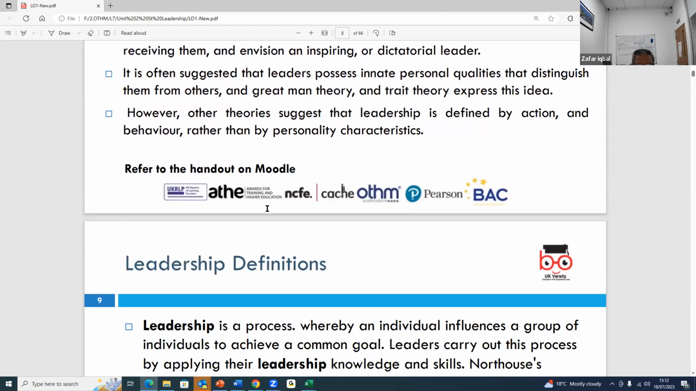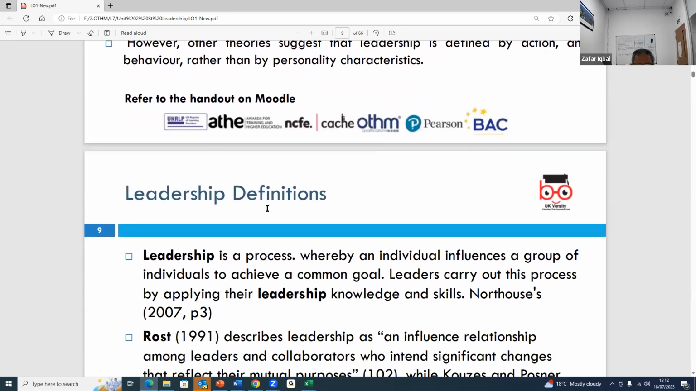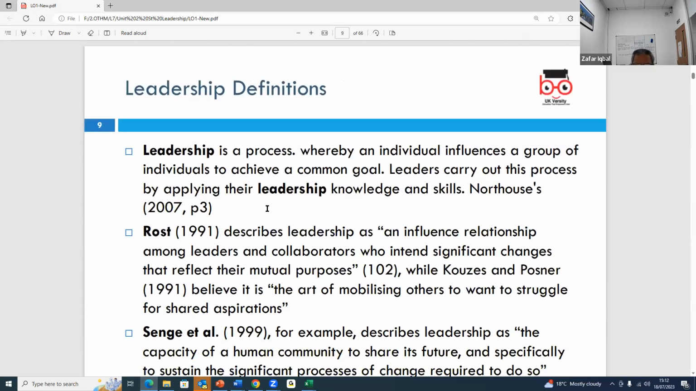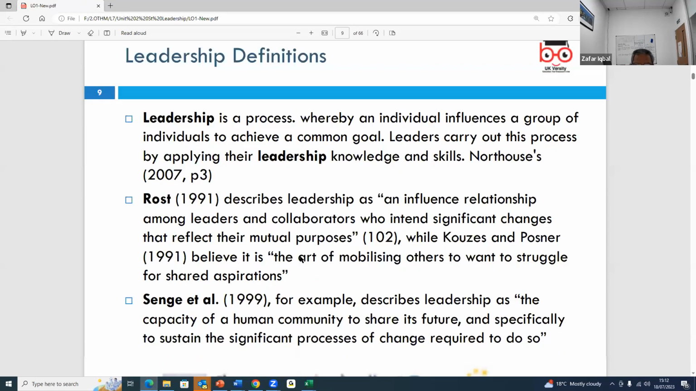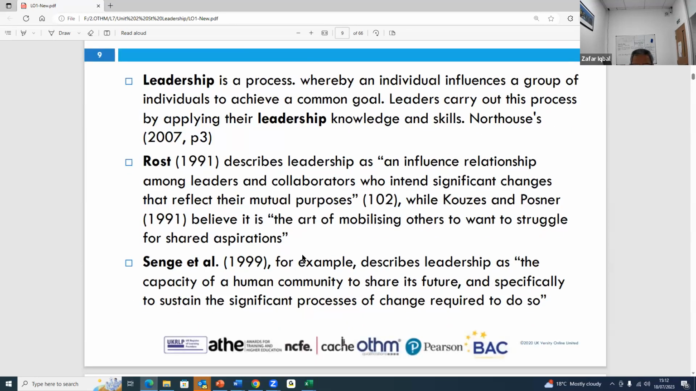So let's look at the definition of leadership. Some people, like Rost, R-O-S-T, 1991, describe leadership as an influence relationship among leaders and collaborators who intend significant changes that reflect their mutual purposes. Senge and others describe leadership as the capacity of a human community to shape its future, and specifically to sustain the significant process of change required to do so.